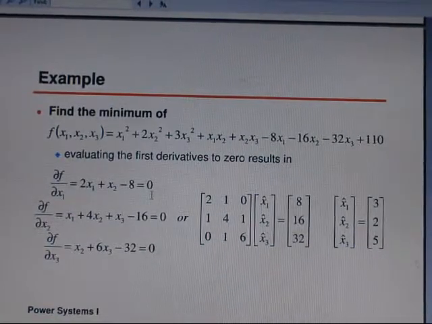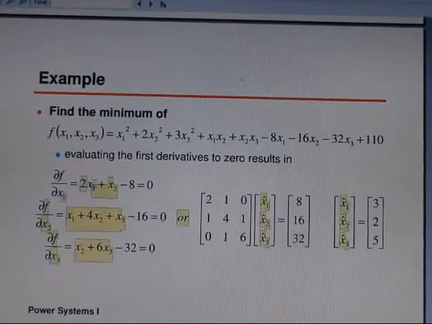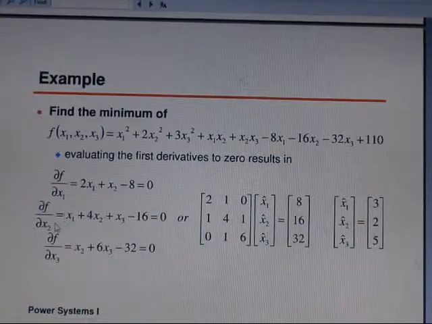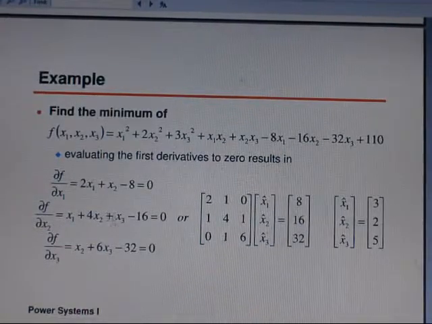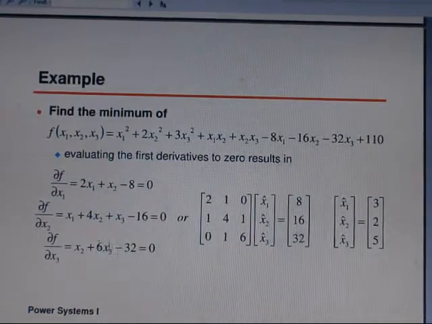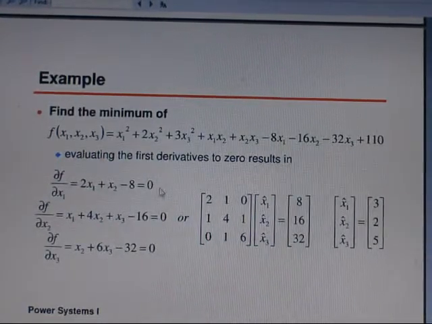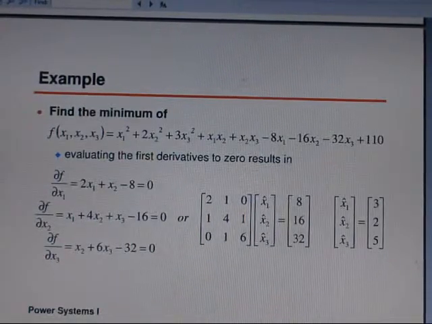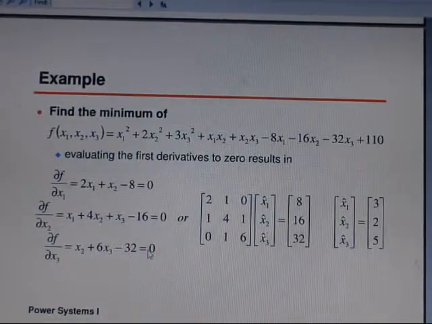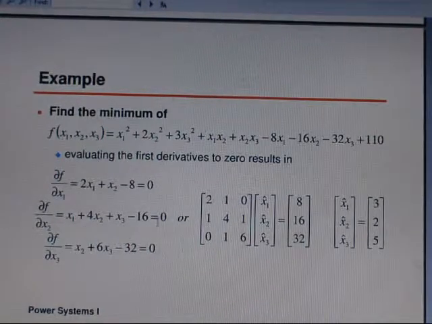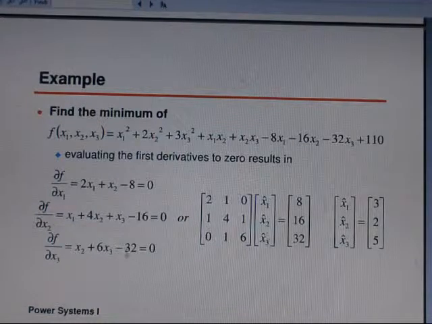After this partial differentiation, what you get is 2h1 plus h2 minus 8 equal to 0, and h1 plus 4h2 plus h3 minus 16 equal to 0, and h2 plus 6h3 minus 32 equal to 0. So the right-hand side has 8, 16 and 32. Therefore the equations are 2h1 plus h2 equal to 8, h1 plus 4h2 plus h3 equal to 16, and h2 plus 6h3 equal to 32.